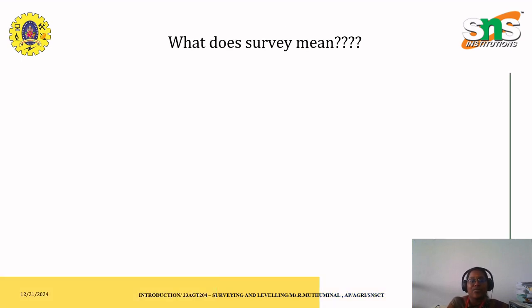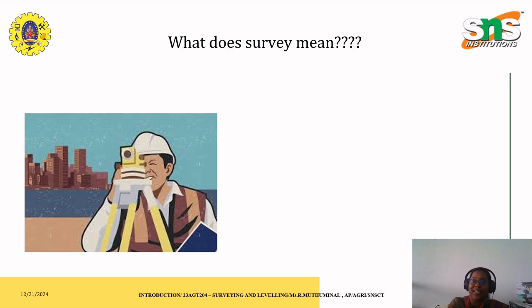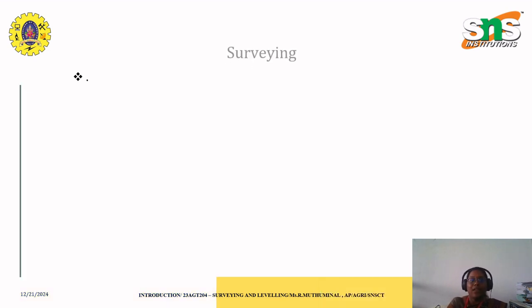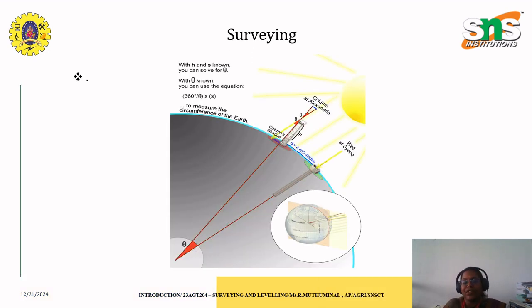Fine. So the next one is, what does survey mean? Initially, I said that it is some kind of collection of data, right? So it is the art of making measurements of the relative position of natural and man-made features on the earth's surface, and the presentation of this information either graphically or numerically. Okay, so it is nothing but the identification of the data while considering the earth's surface as a circular one. Initially we were considering it as planar, right? But we all know that our ground surface is geodetic, so it's always circular.